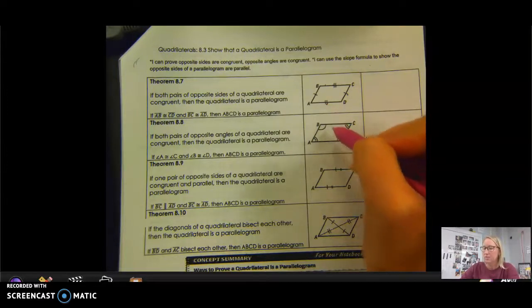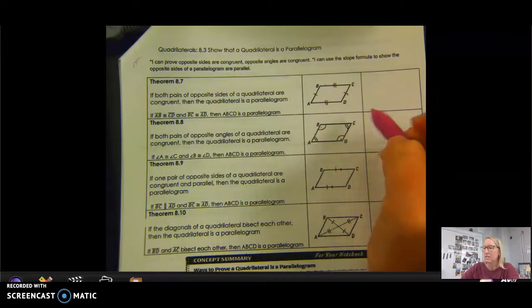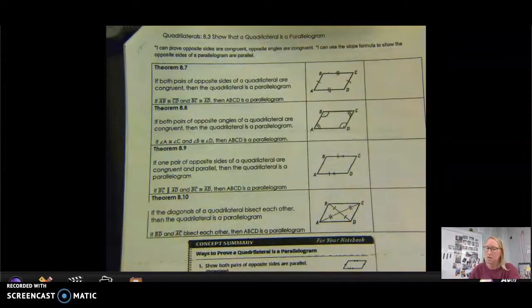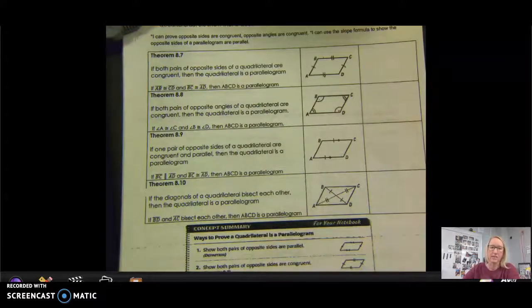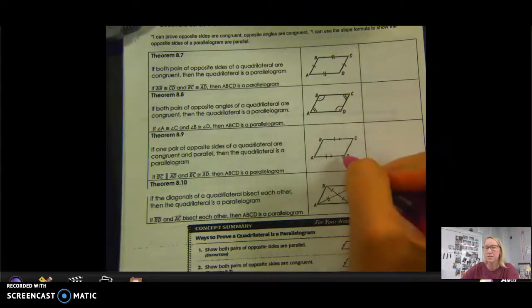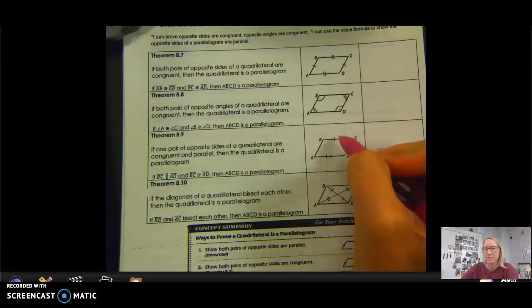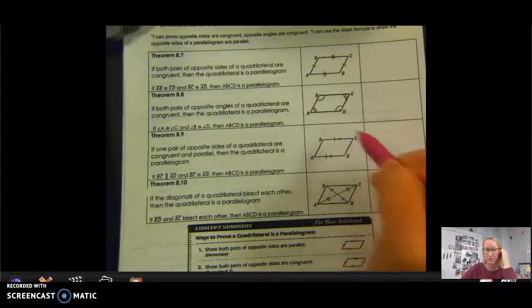8.8 says if both pairs of opposite angles of a quadrilateral are congruent, so this is congruent to this and this is congruent to this, then it is also a parallelogram. The next one states if you have one pair of opposite sides of a quadrilateral that are congruent and parallel, so it has to be the same pair of opposite sides. It has to be congruent, and then you see they have the arrow in here to show that they are parallel. That means that this is a parallelogram also.